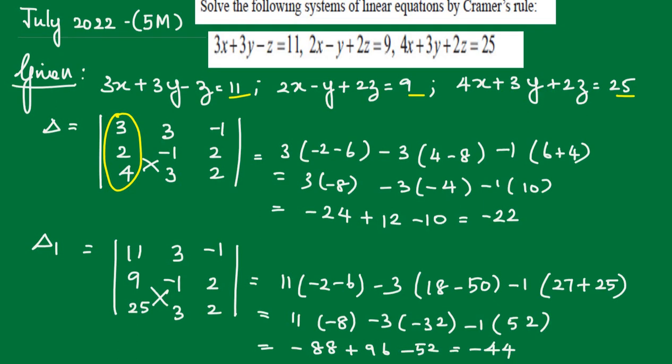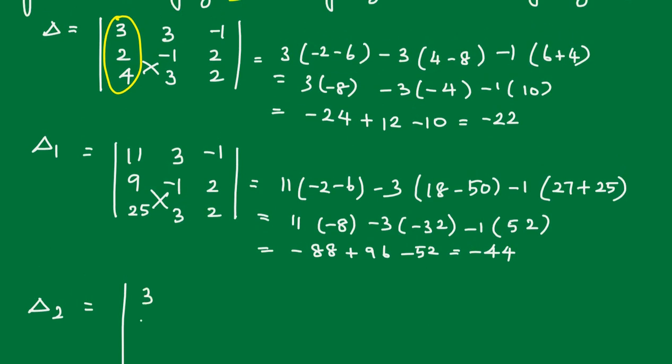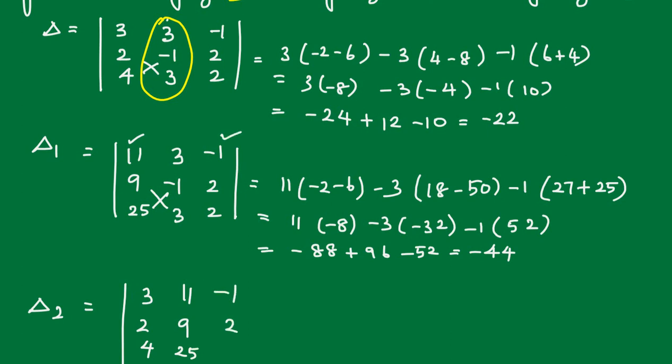Now we have found delta and delta 1. Next we find delta 2. In delta 2, the x coefficients remain the same. The x coefficients are 3, 2 and 4. And in the place of the y coefficients, we take the constant elements. So the constants are 11, 9 and 25 in the three equations. The coefficients of z remain the same, 2 and 2.